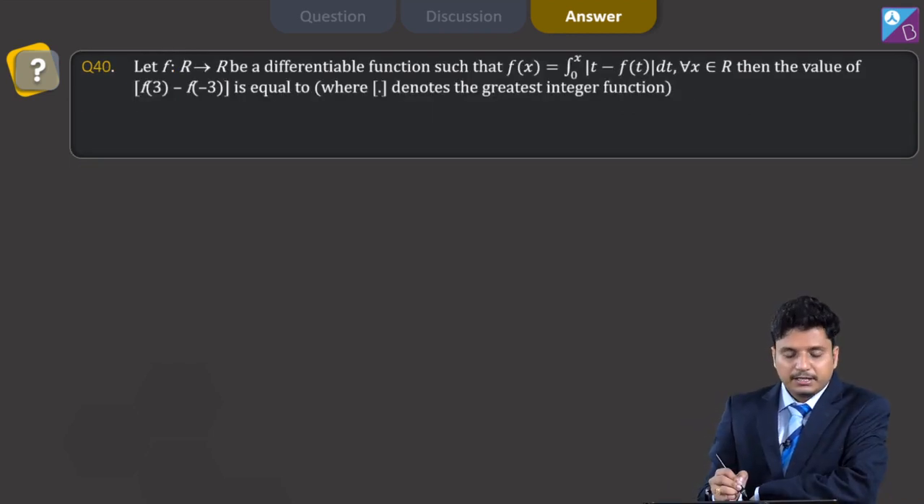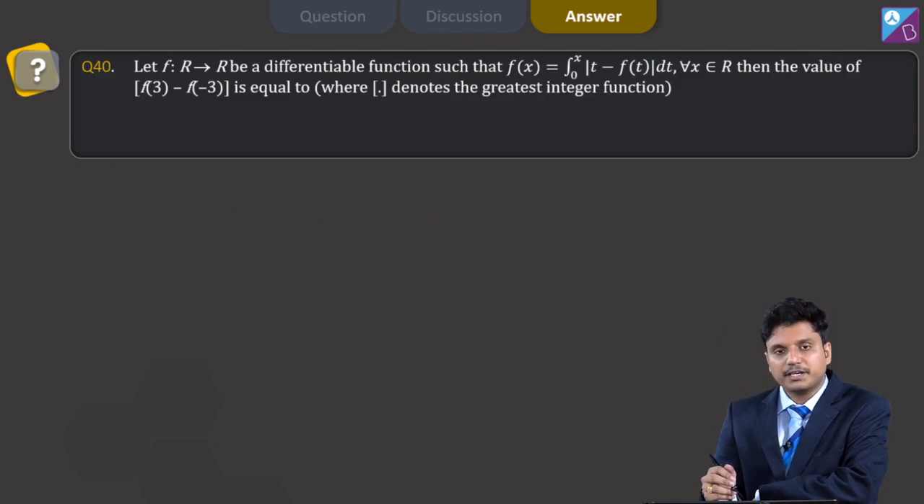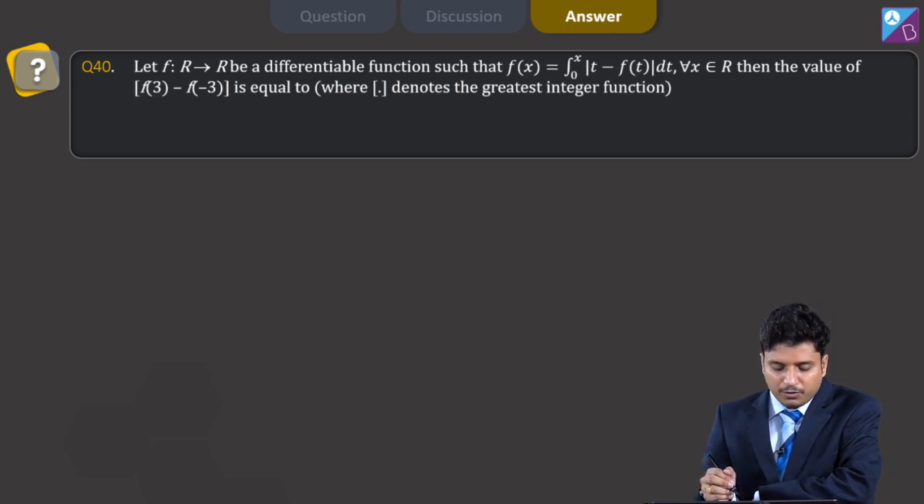Question number 40: f is a function from R to R, defined and differentiable, such that f(x) is equal to the integral from 0 to x of mod of t minus f(t) dt for all x belonging to R. Then find the value of f(3) minus f(-3), its integral part, which is what we have to find.